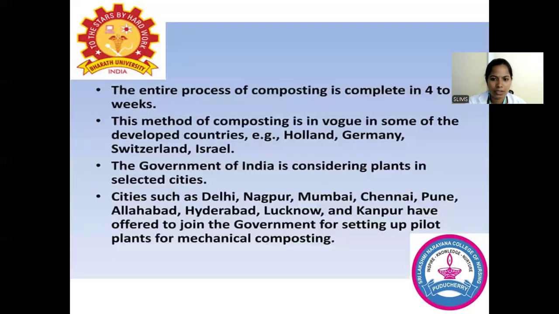The entire process of composting is complete in 4 to 6 weeks. This method of composting is in work in some of the developed countries, say Poland, Germany, Switzerland, Israel. So in such countries, it is in work. The government of India is considering plans in selected cities. Cities such as Delhi, Nagpur, Mumbai, Chennai, Pune, Allahabad, Hyderabad, Lucknow, and Kanpur have offered to join the government for setting up pilot plants for mechanical composting.